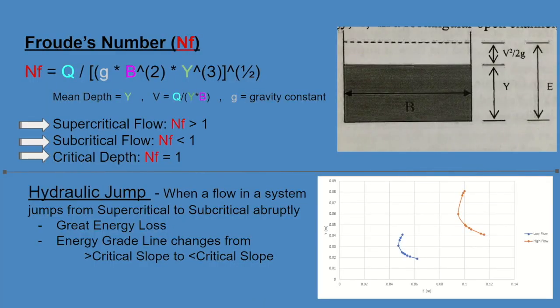Another way to know if flow is sub or supercritical is by calculating Froude's number. At critical depth, Froude's number is equal to 1. For supercritical, it's greater than 1, and for subcritical, it's less than 1.